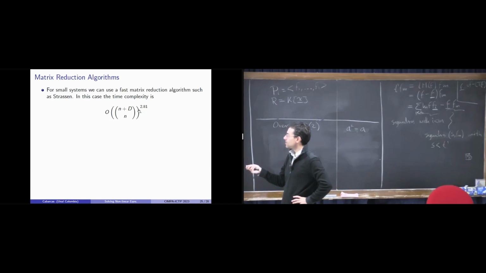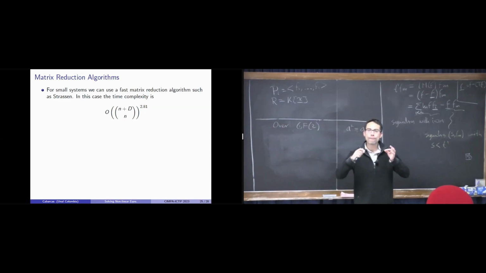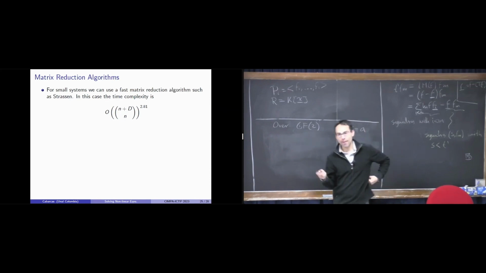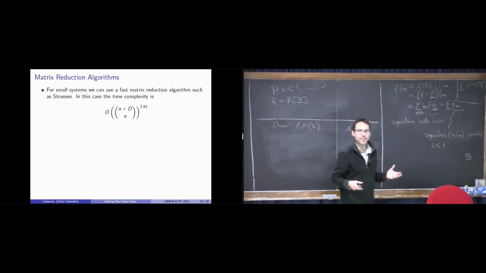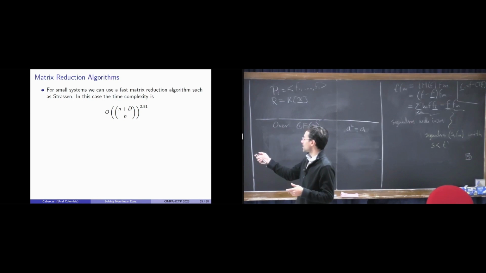So in this case, the complexity of the whole process is bounded by (n+D choose n) to the 2.81. This binomial coefficient is the number of monomials up to degree capital D. Here, capital D is the degree up to which you have to go, let's say the solving degree. If you know the solving degree, you know that the complexity is bounded by this quantity here.